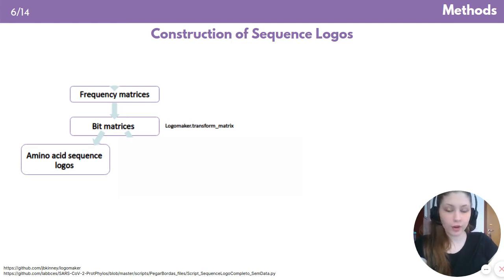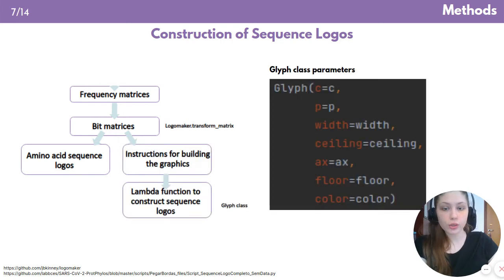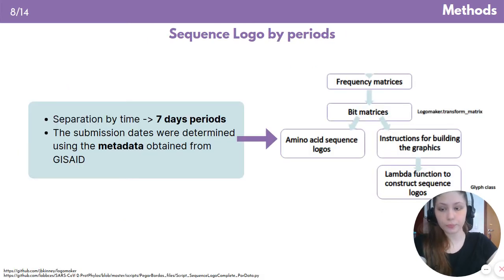This library does not have an option to construct logos with codons, so we used the Glyph class that draws characters on the graph at a definite position to construct the codon sequence logo. So the script defines the position of each codon to generate the codon sequence logo.